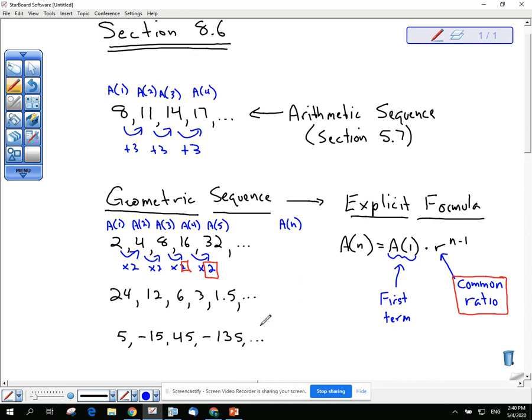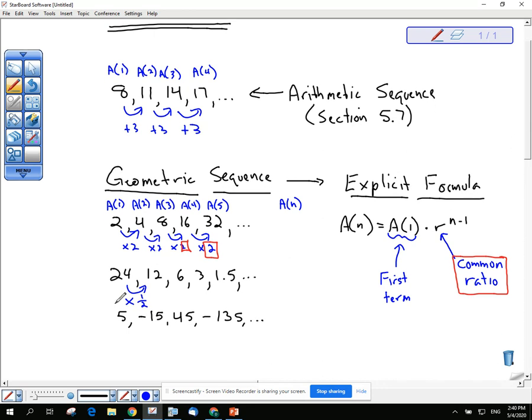24, 12, 6, 3, 1.5 is a times 1/2, or 0.5, times 1/2, times 1/2, times 1/2. So that also is a geometric sequence. And something interesting that can happen with geometric sequences is that they can alternate positive, negative, positive, negative, because to get from 5 to negative 15 is times negative 3. But then if you take negative 15 and multiply by negative 3, you're going to have a positive number again. And then this again is times negative 3.